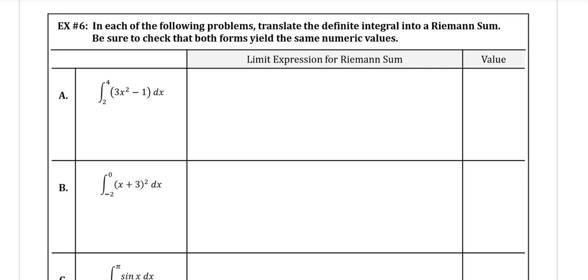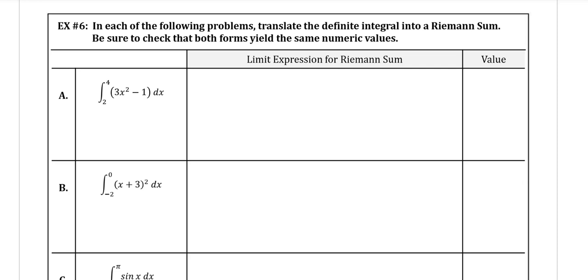I'm not going to do the evaluation step. I will put the answer there, but you can evaluate either the definite integral or the Riemann sum, but you really should do both forms to make sure that you know how to do both types in your calculator, and you can check it against the value that I have here so you know which one is the correct one if you do get two different values.